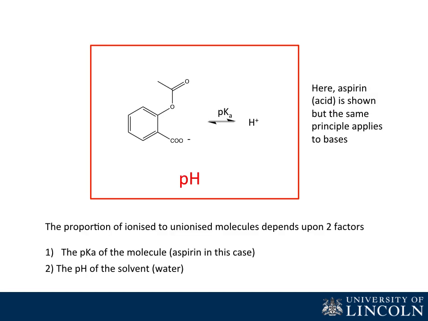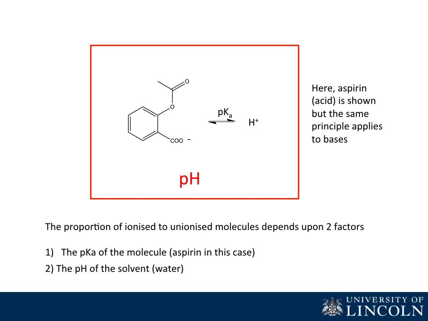Now, the proportion of ionised to unionised molecules in a solution depends upon two factors. It depends upon the pKa of the molecule. The pKa of the molecule is an intrinsic property of that molecule. And it also depends upon the pH of the solvent. And of course the pH can vary. pH is a variable.